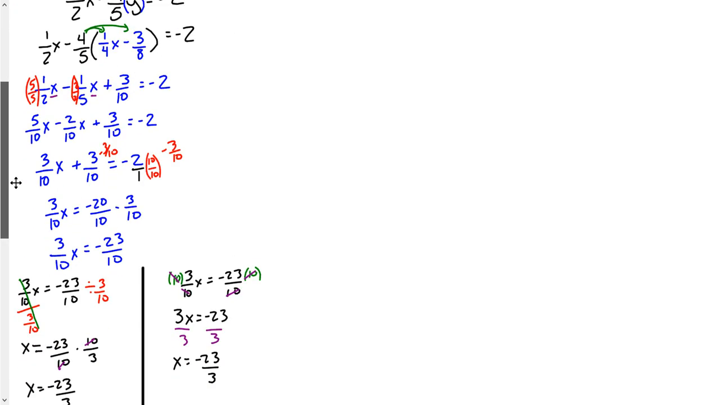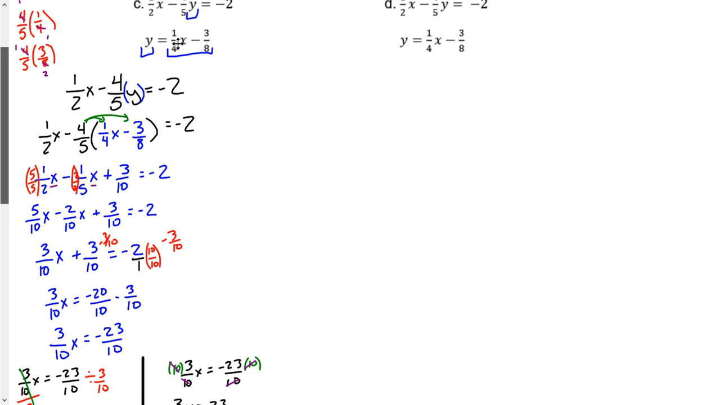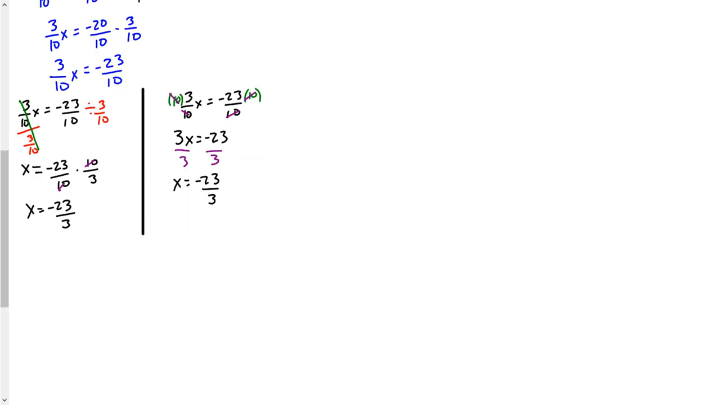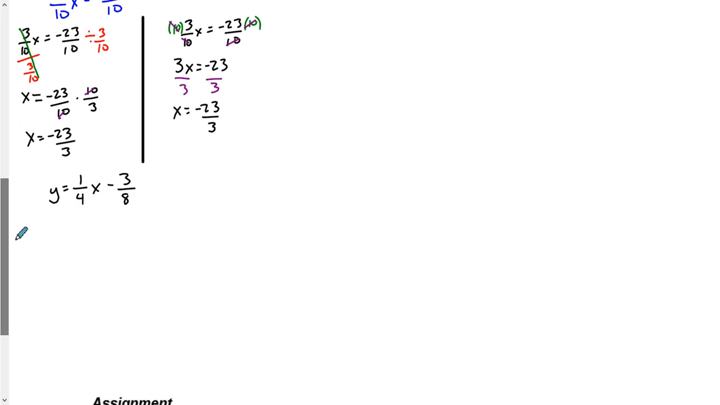So we have what x is, and y equals 1/4 x subtract 3/8. Well, let's solve for what y is. If our x is negative 23 thirds, in both situations, which it always will, if you solve one way and you solve it the other way and it's not the same thing, it means you did something wrong.